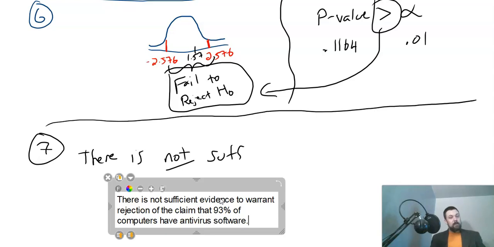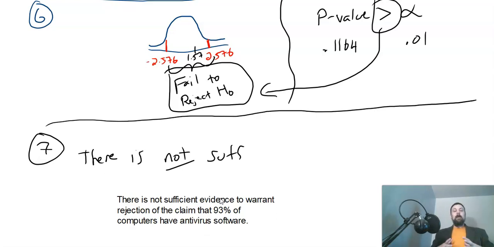But you want to make it a complete sentence. I'm putting 93% in there, but you have to refer to that number in some way or another. We are not using math jargon whatsoever. We're not using hypotheses, p-value, critical value, none of that stuff. It's just a plain language conclusion about the claim itself, a complete sentence, and with detail, right? So you don't want to just say there's not sufficient evidence to warrant rejection of the claim. Be specific about what that claim actually was. What is the thing that you are unable to reject?